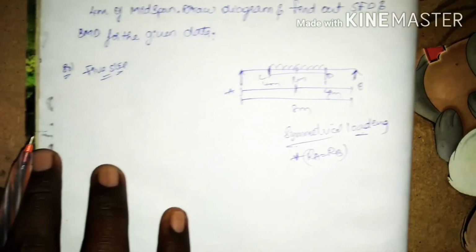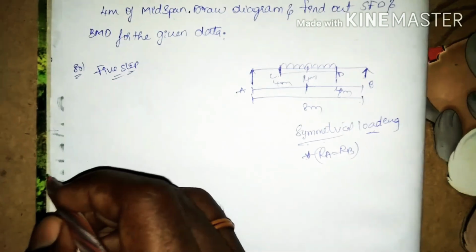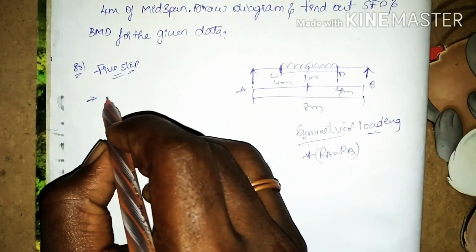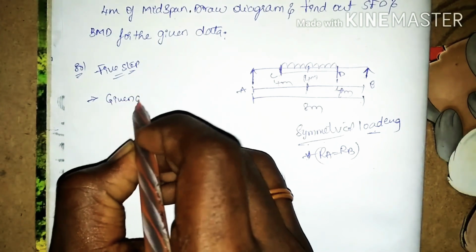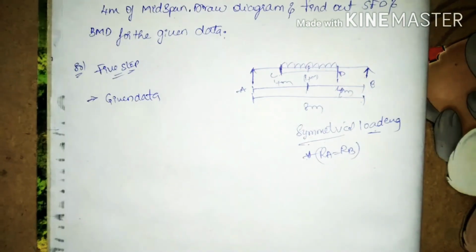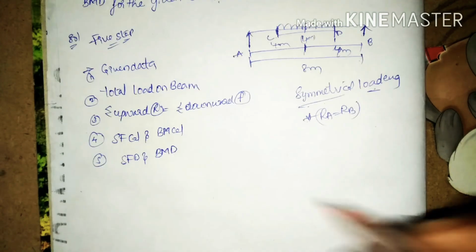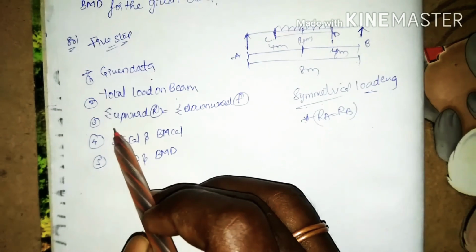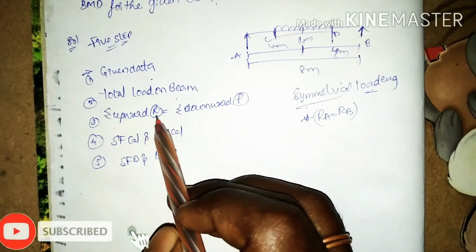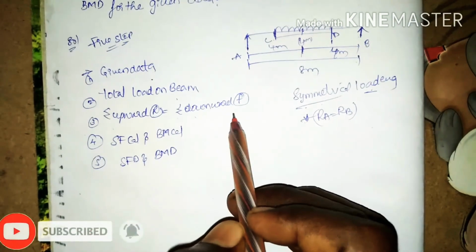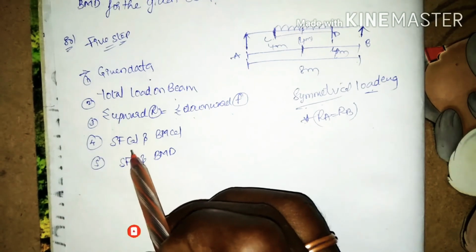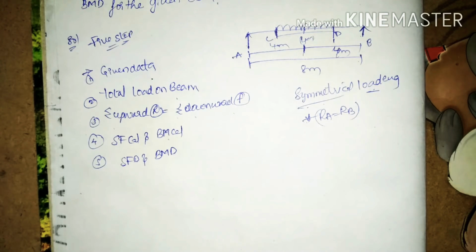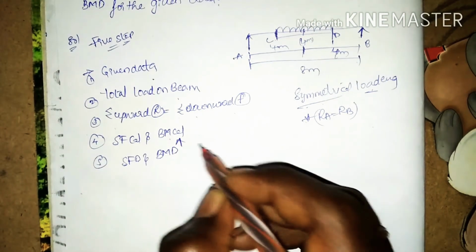Here we are having our 5-step method to follow in the problem. That is: number 1, given data; number 2, total load on beam; number 3, summation of upward reactions is equal to summation of downward forces; number 4, shear force calculation and bending moment calculation; number 5, shear force diagram and bending moment diagram with respect to their values.